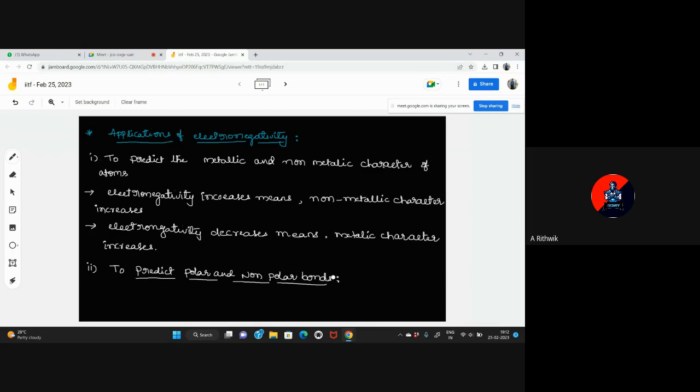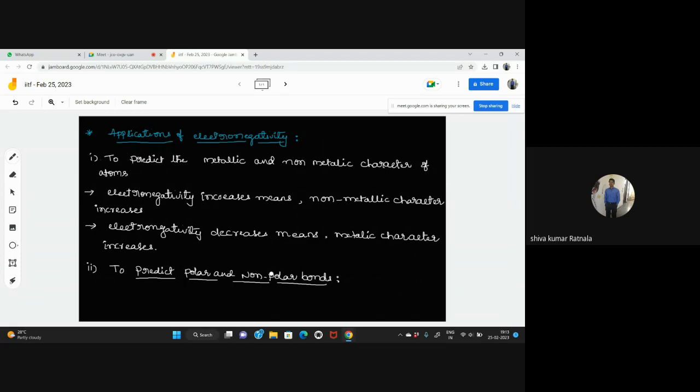Sir, what are polar and non-polar, sir? Polar and non-polar bonds, in chemical bonding we have discussed. Polar means what? When there is an electronegativity difference. So when there is electronegativity difference between atoms, let me write that one.